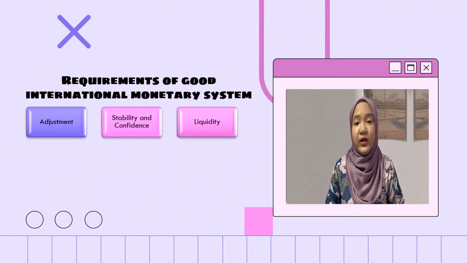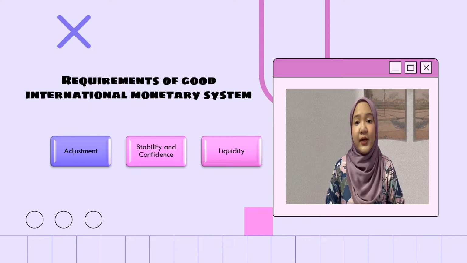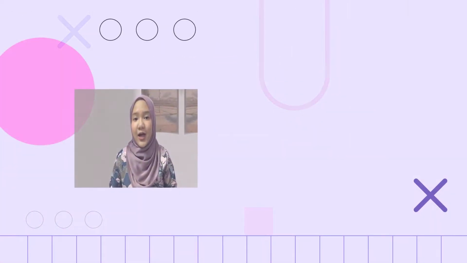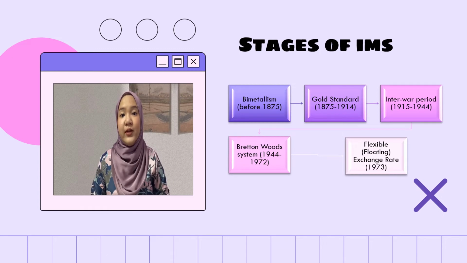These are the three requirements of a good international monetary system. The first one is adjustment. Next is stability and confidence. And the last one is liquidity. Now I'll proceed to the stages of the international monetary system. There are 5 stages of the international monetary system.